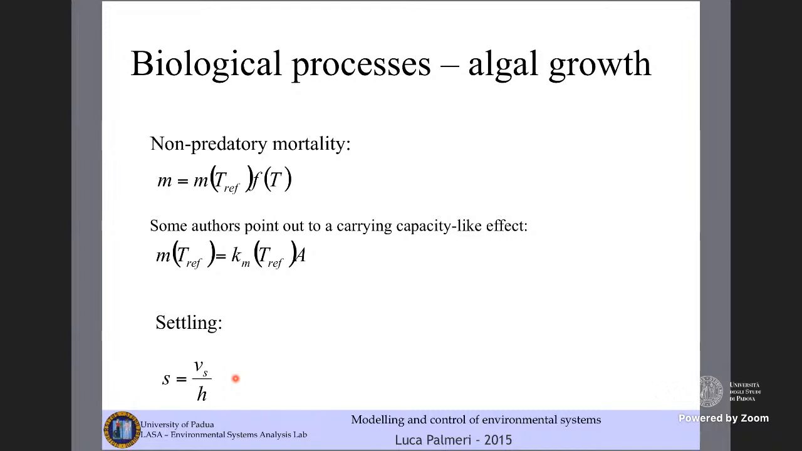So the parameter S describes the fact that a significant portion of the algae are taken away from the algal pool due to the process of settling. So algae that are moving from the water column down to the sediment.